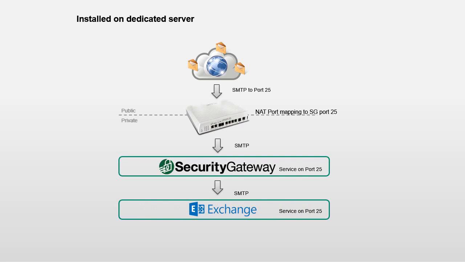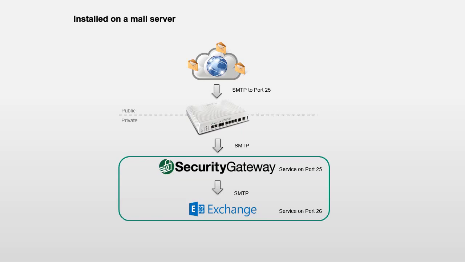So in an ideal situation, Security Gateway is installed on its own server, on its own piece of hardware, separate from the mail server. And when you have a setup like this, everything can take place on port 25. So mail comes into your network on port 25 through your router, sent to Security Gateway on port 25. Security Gateway, being on its own dedicated server, will scan the messages, clean them, and then filter out any junk, and then send the remaining messages onto the mail server, all on port 25.